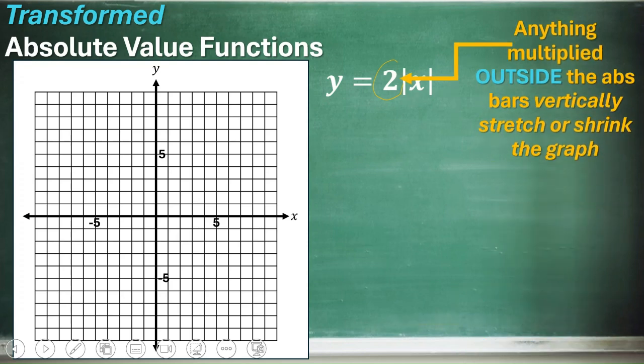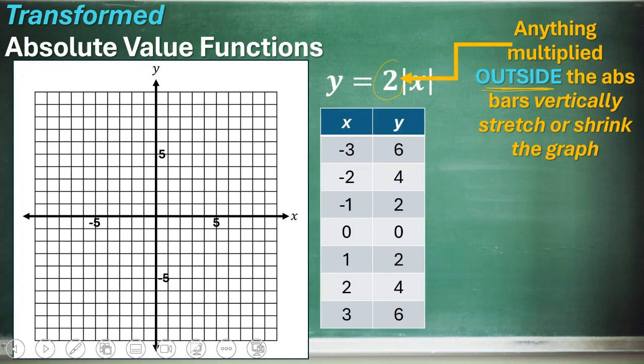So here's the big idea. Any number multiplied outside of the absolute value bars, and outside is the key word here, vertically stretches or shrinks the graph. So think of this as a vertical stretch because the y values are growing faster. That means that the V is getting narrower. It's getting closer to the y-axis.